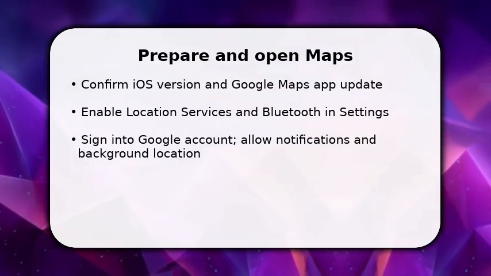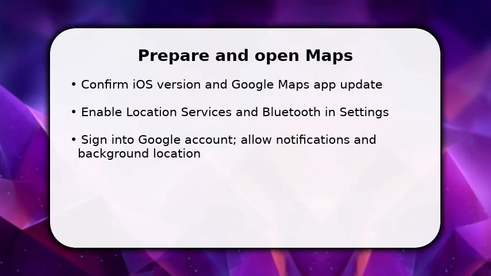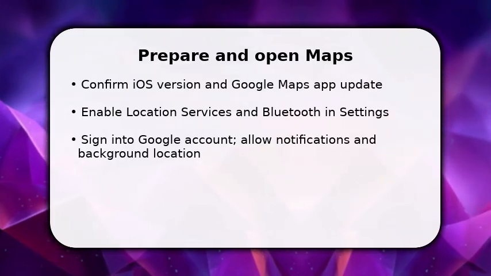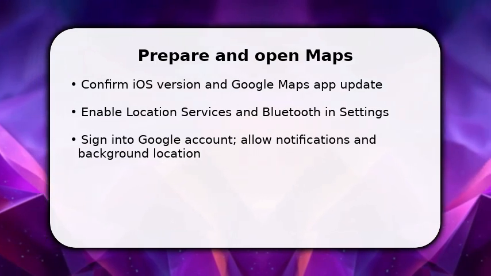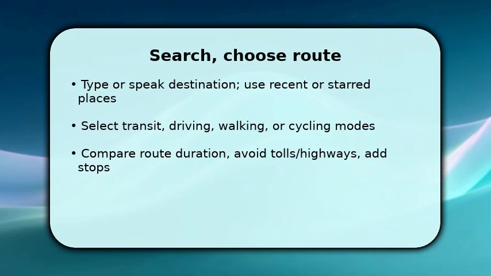Once done, open Google Maps from the home screen or app library and tap the search bar to begin. This gets you straight into navigation and search. You search for a destination using text or voice. Tap the microphone to speak if you prefer.